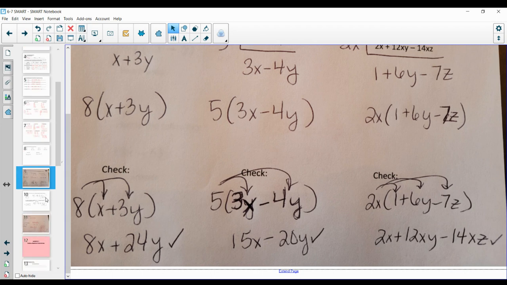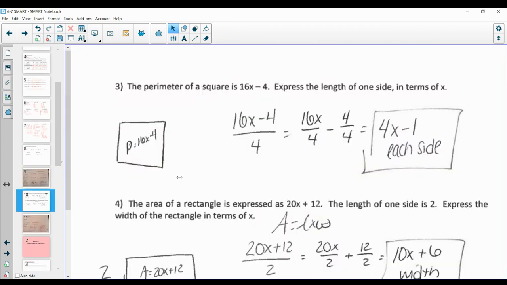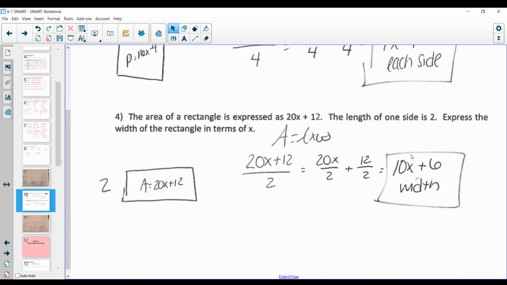All right. And then that final part, the perimeter of the square. If you have perimeter and you want to find a length, you divide by 4 because there's 4 equal sides. 16x divided by 4, you're going to get 4x. And then you have a negative 4 divided by 4, it's negative 1. Same concept with area. Area is length times width. If you're given the area and the length, you're going to divide to get the width. So 20x divided by 2 is 10x. And then 12 divided by 2 is 6.